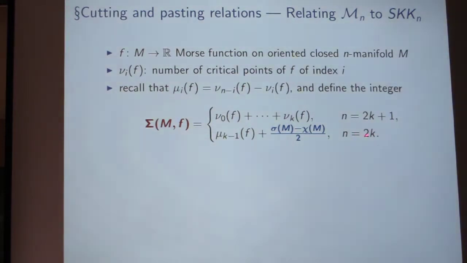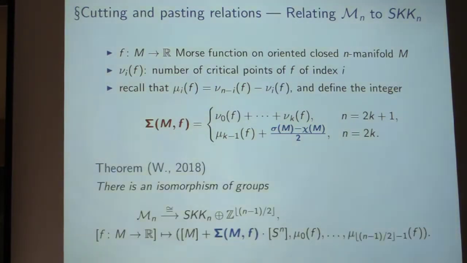In the case that n is even, you have this blue term which appears, and sigma of m is the signature, which is only non-zero when the dimension of m is divisible by 4, so otherwise you plug in 0. And chi of m is the Euler characteristic. And in particular, the statement tells you that this should be an integer, otherwise it's not an integer. So this is what you have to check.